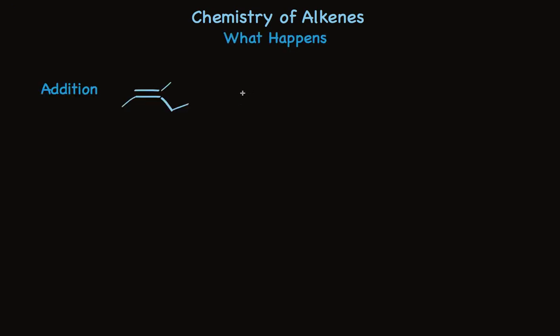I want to give you a quick overview tour of the chemistry of alkenes. In other videos, I'll take up the details of these reactions. First and foremost, when you think about chemistry of alkenes, I want you to think of addition. That pi bond can be broken and replaced by two sigma bonds.